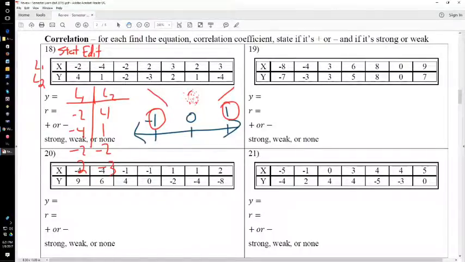Let me erase this real quick. Why is it not erasing? There we go. So put all this under Stat Edit.